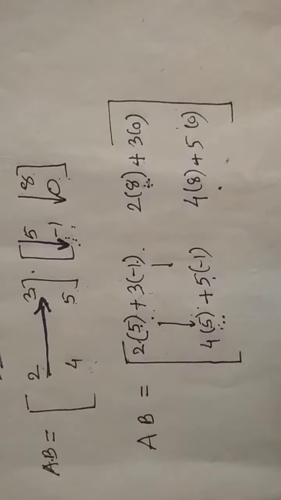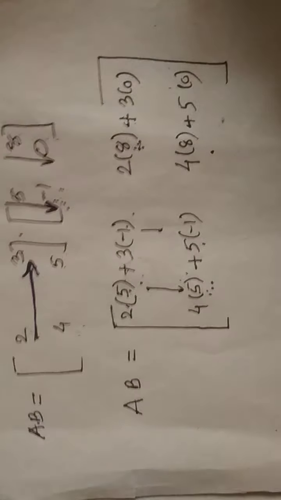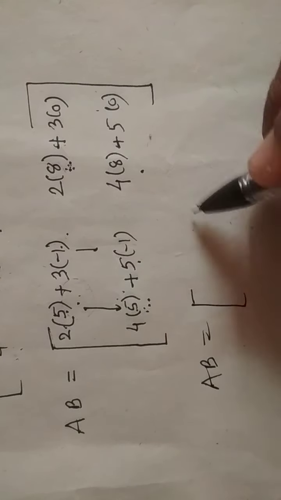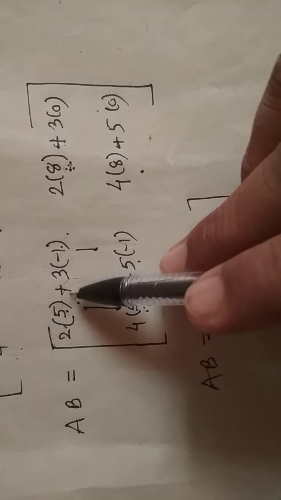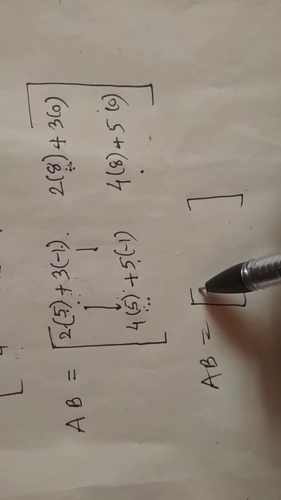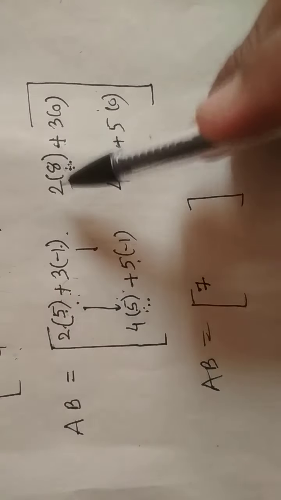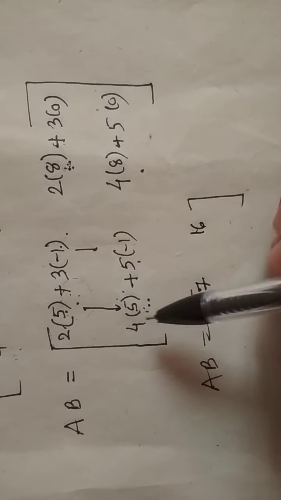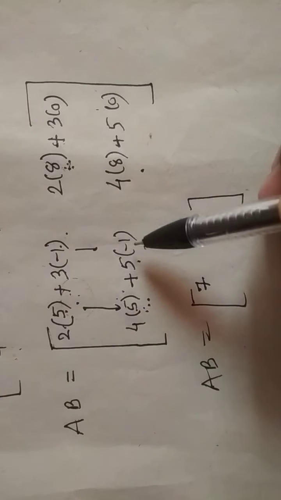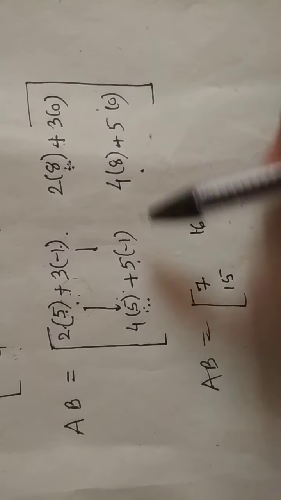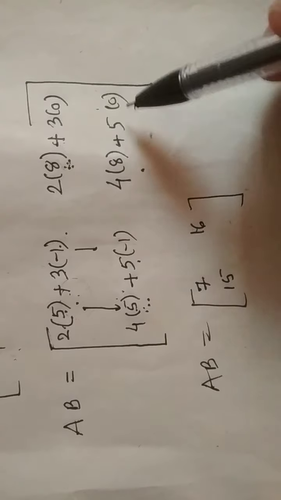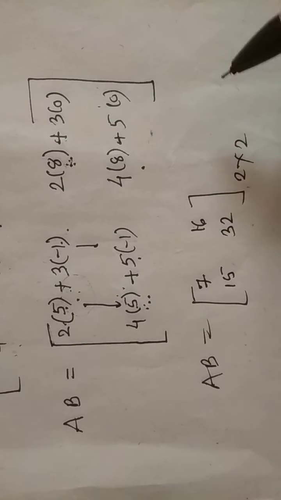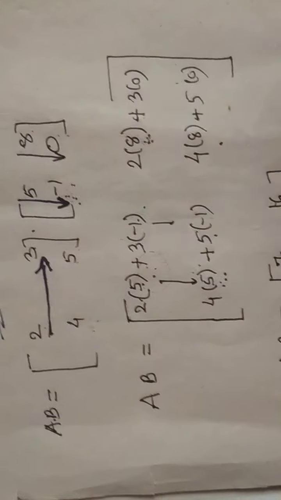So what is the answer? A dot B is equal to: 10 minus 3, which is 7. Here 16 plus 0, so it is 16. Here 4 fives are 20, 20 minus 5 is 15. And here 32 plus 0, which is 32. So this is how we have completed the product AB.